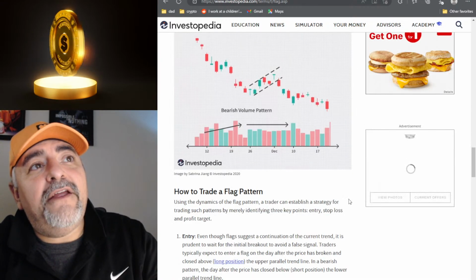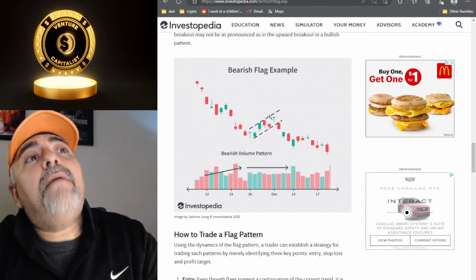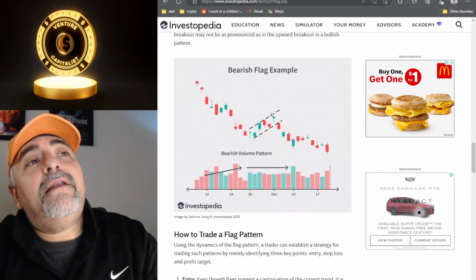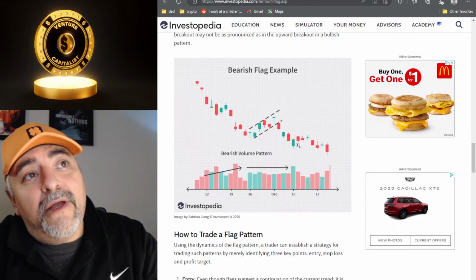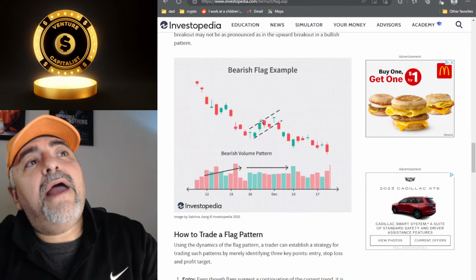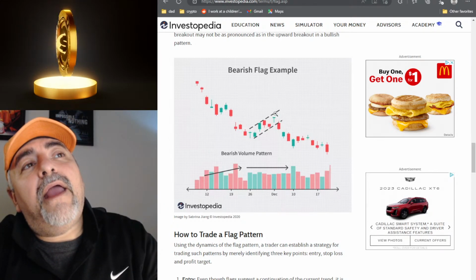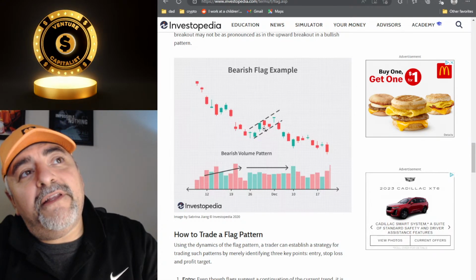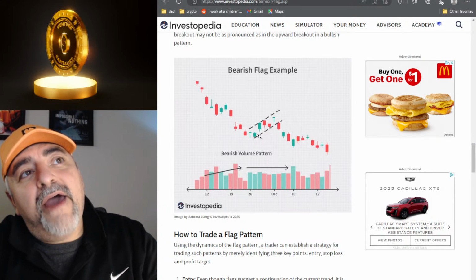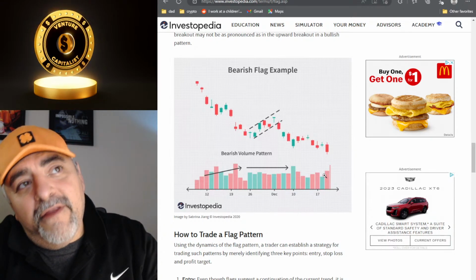This is a pattern where you have a move down and then a move up, right? And then boom, a down. That's the flag. It goes up, higher high, higher low, higher high, and then it breaks the pattern. So you're always looking at these candles here. It breaks the pattern on that second move, and if it breaks that pattern, then you have a downward trend.